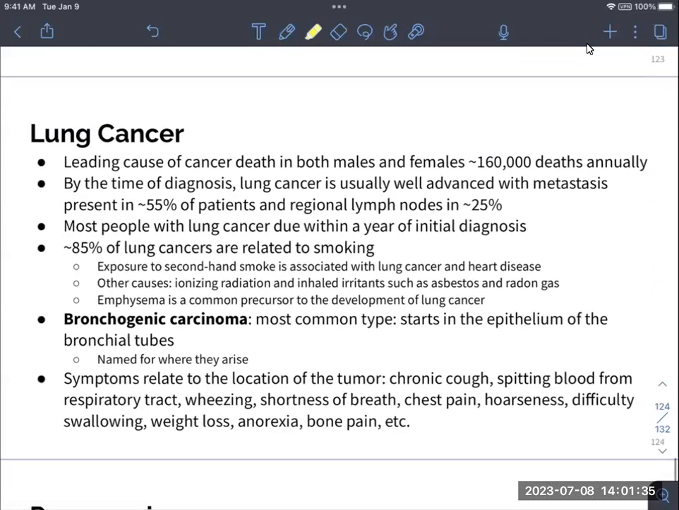Lung cancer. Lung cancer is the leading cause of death in both men and women. About 1,600 deaths annually. That's a lot. And the problem is by the time it is diagnosed, it is already metastasized, which means it has traveled somewhere else in the body already.